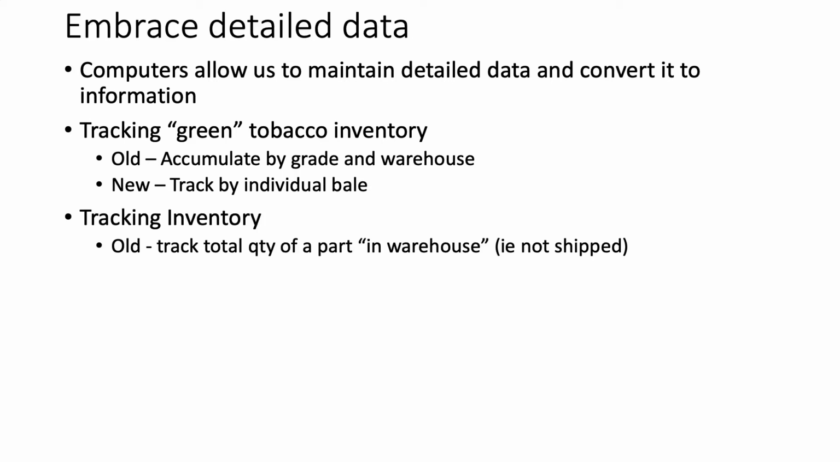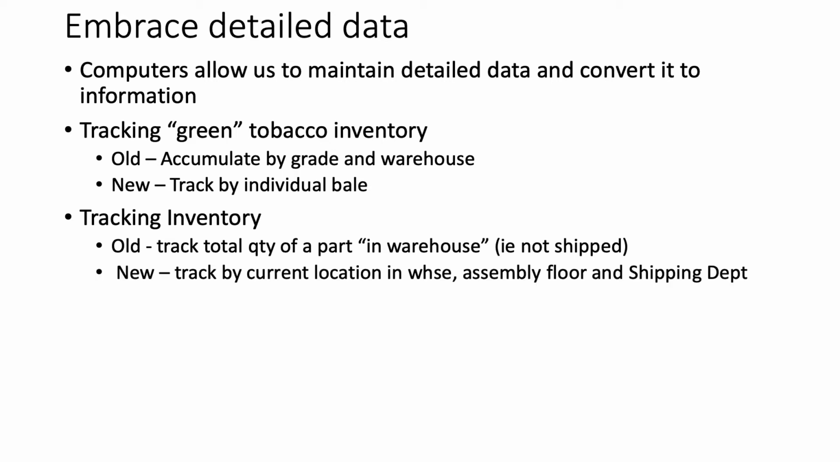Tracking inventory. The old way was to track the total quantity of a part in the warehouse, i.e., either that it hadn't been picked off the shelf yet, or maybe it was in the warehouse and hadn't shipped. But you couldn't tell where it was. You just knew that you had 130 widgets out there someplace. The new way is you could track the current location in the warehouse, on the assembly floor, and in the shipping department.